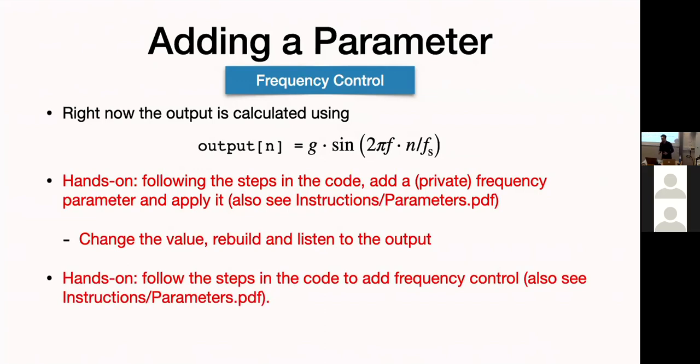Right, so for those of you who are done with this, you can just follow the steps. This is the hard one. Follow the steps in the document and in the code to add frequency control. So we're now actually going to add a slider on top of the gain slider that now controls this frequency variable.